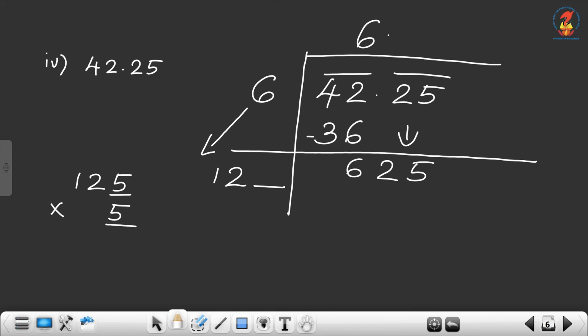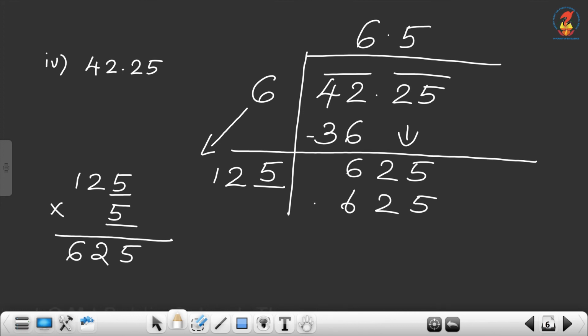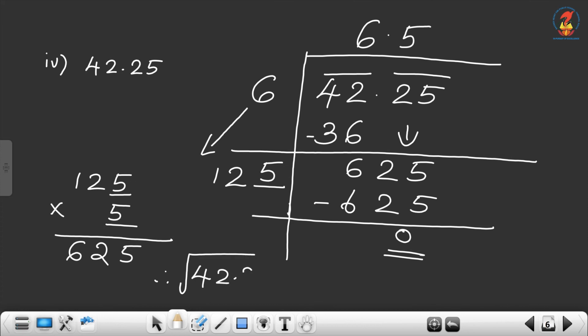So what you are selecting here, you have to multiply with the same digit. So 5 5s are 25. Then carry over 2, 2 5s are 10, 10 plus 2, 12. Carry over 1, 1 into 5, 5 plus 1, 6. So here 5. So the same digit we have to write it. 5. So 625, 0. Therefore, square root of 42.25 equal to 6.5.